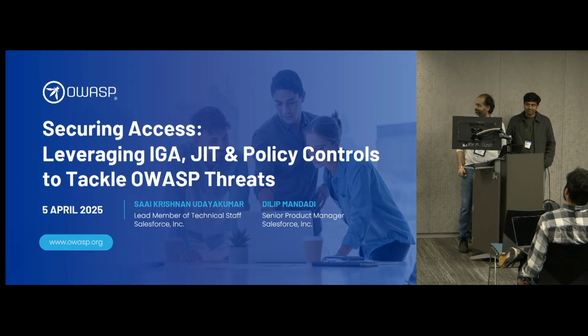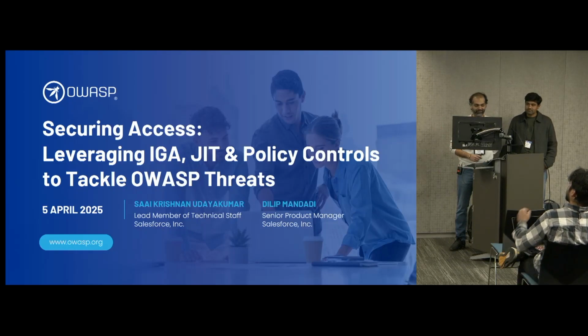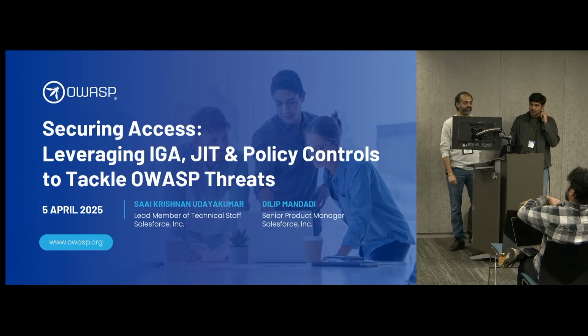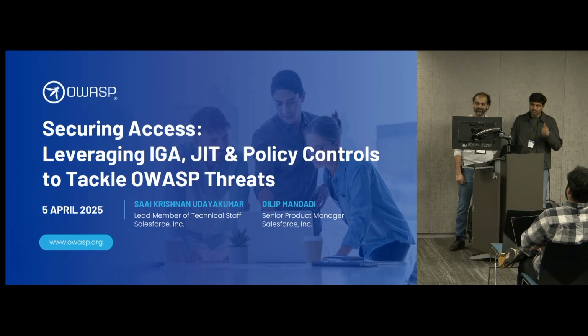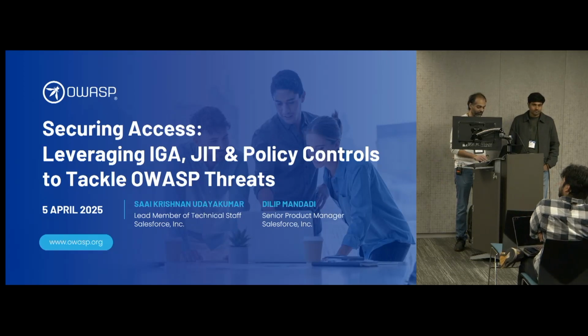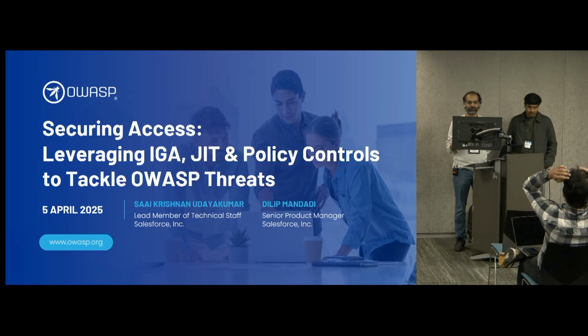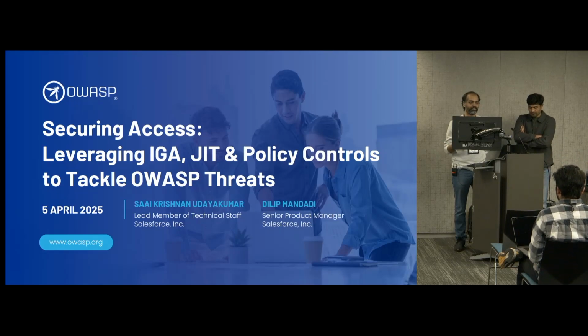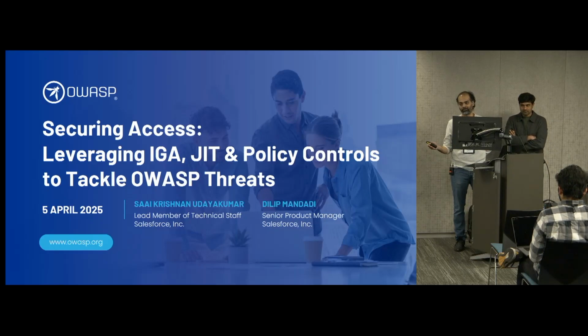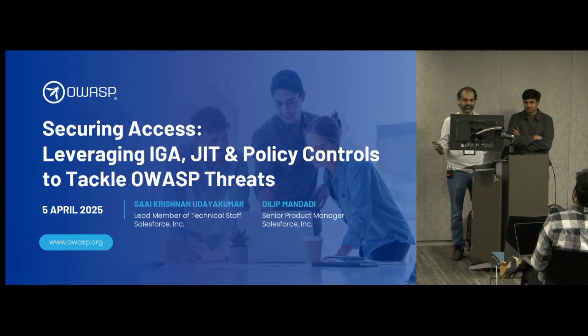Today we'll be talking on the topic securing access, leveraging IGA, JIT, and policy controls. Okay, so the inspiration: we saw that we have the OWASP Top 10. There's a bunch of items, but we wanted to tackle the very first amongst them, which is broken access control, and also the OWASP Top 10 for non-human identities. And again, the top one there is improper offboarding of identities.